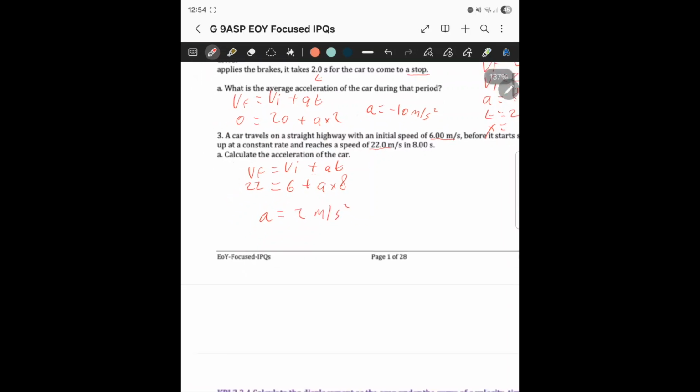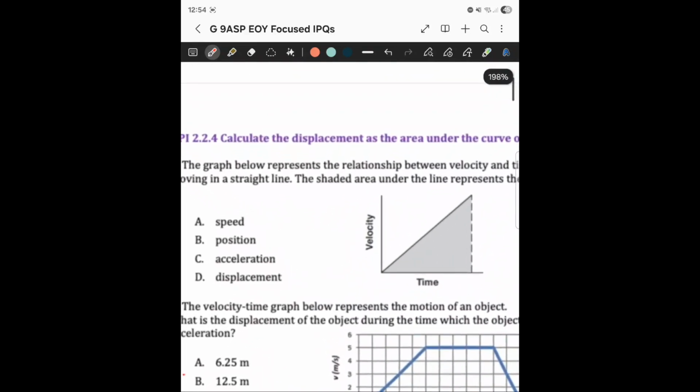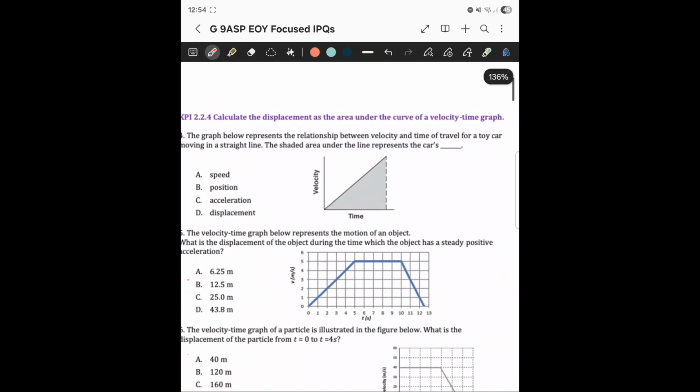Very good. Acceleration is meters per second squared. Speed is meters per second. Don't forget your units. Units are very important. They're worth marks. The graph below shows this relationship between velocity and time.